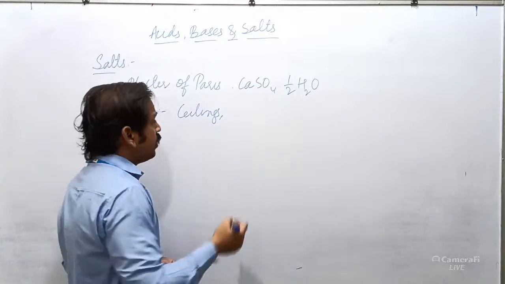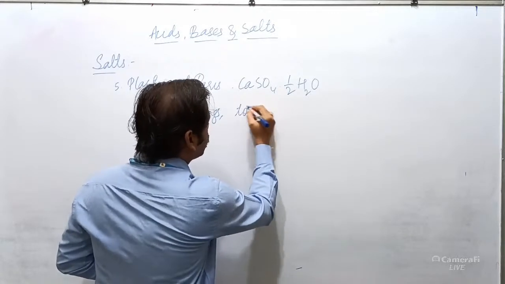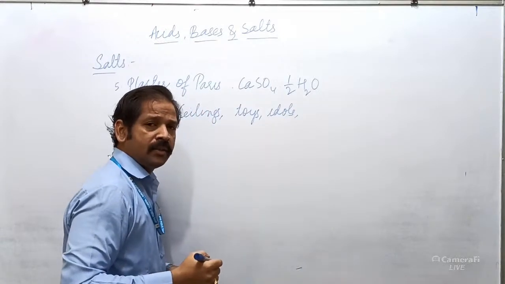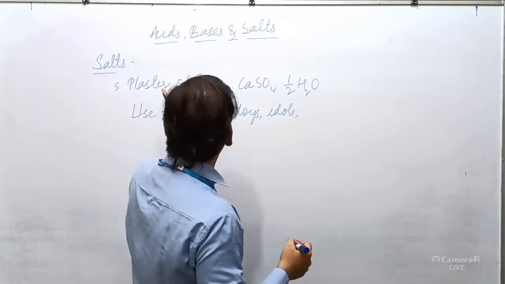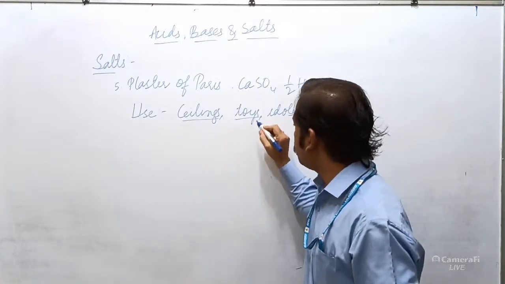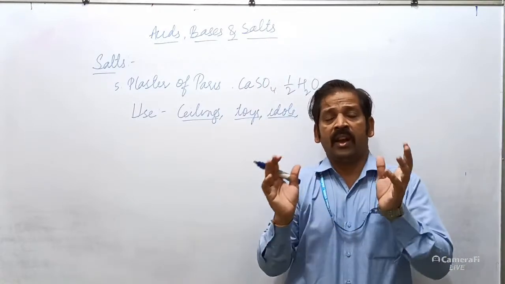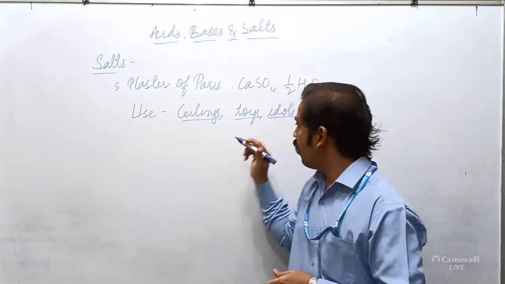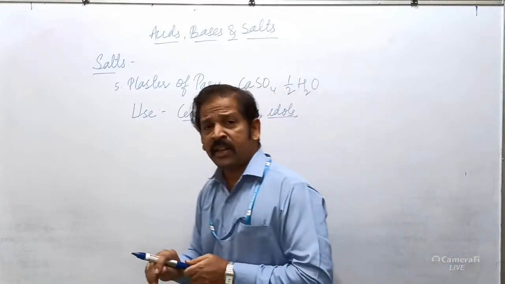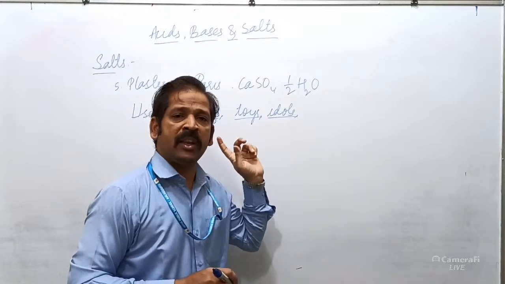Ceilings of house, making of toys, making of statues or idols. Plaster of Paris is used for making ceilings of the house, toys, and idols, especially for Ganesh Chaturthi. You have seen that the idol of Lord Ganesha is made with the help of plaster of Paris. And it is even used for the setting of fractured bone, especially by the doctors.